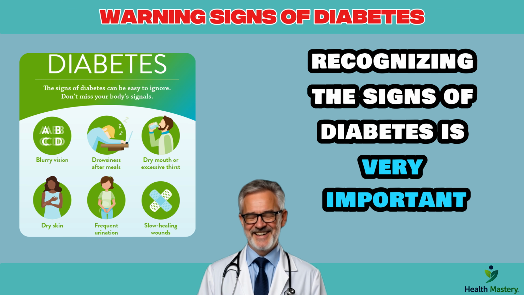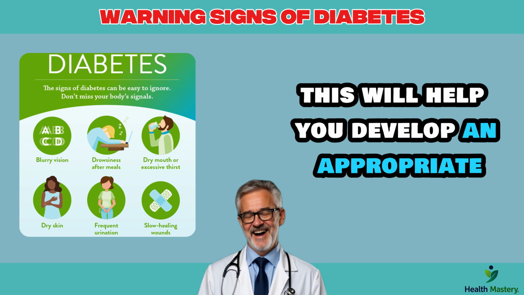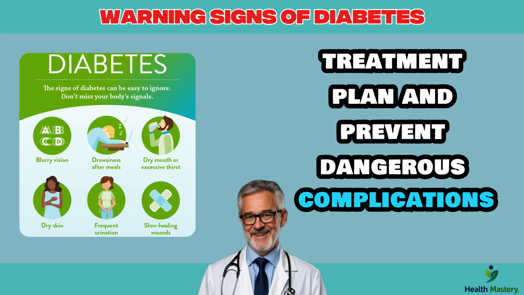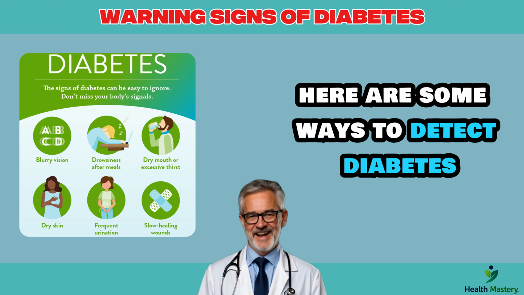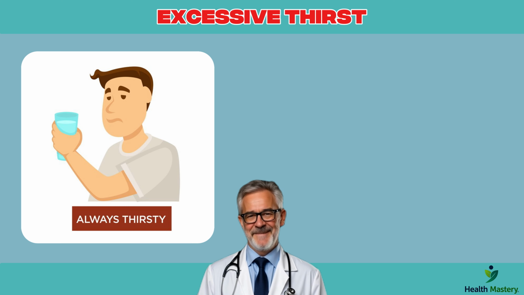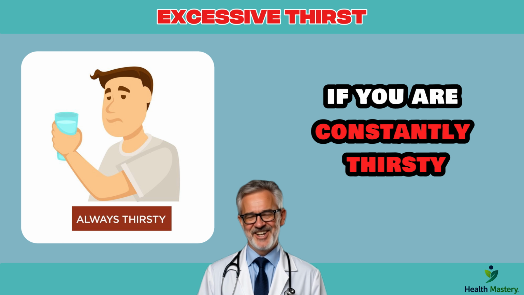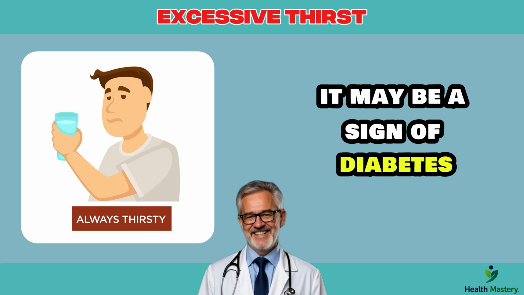Recognizing the signs of diabetes is very important. This will help you develop an appropriate treatment plan and prevent dangerous complications. Here are some ways to detect diabetes. Excessive thirst. If you are constantly thirsty, it may be a sign of diabetes.